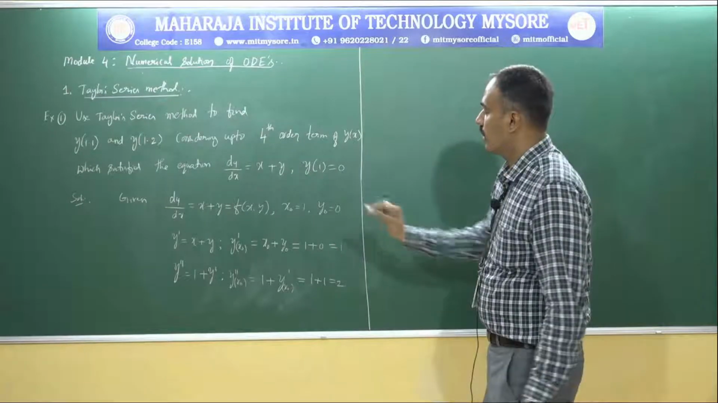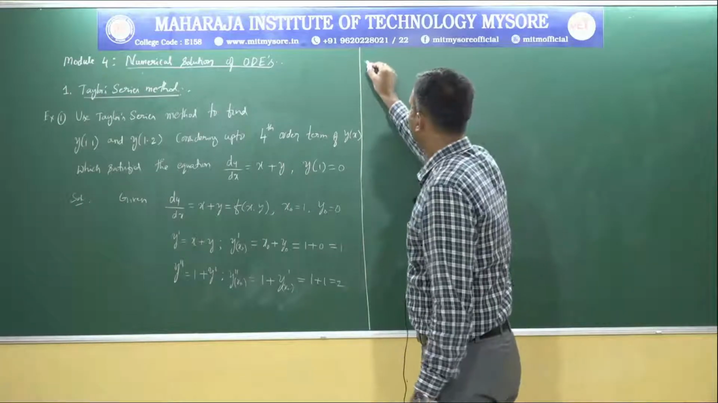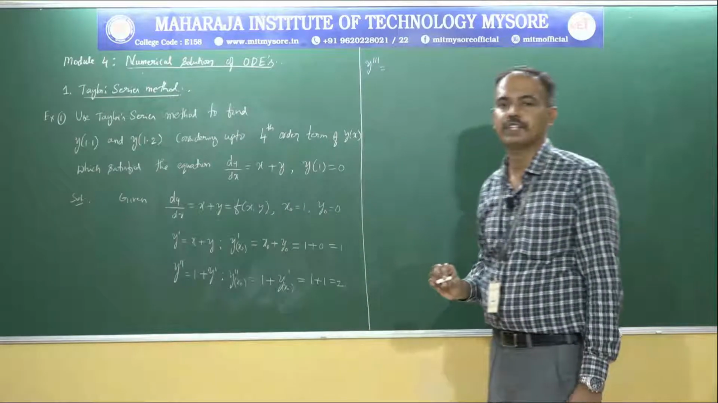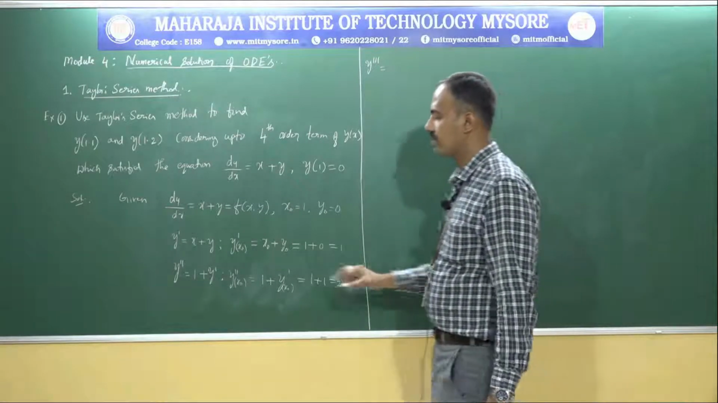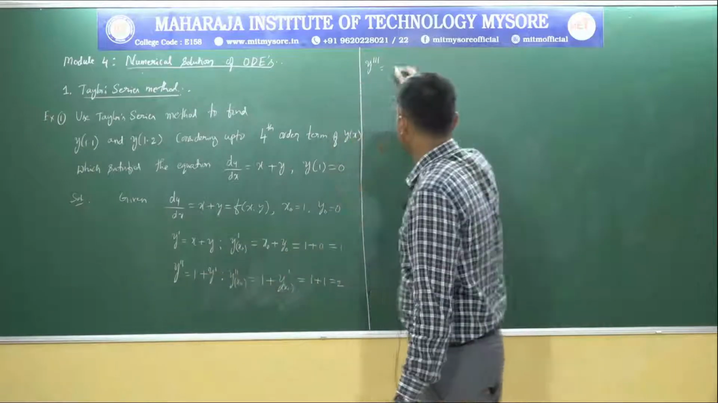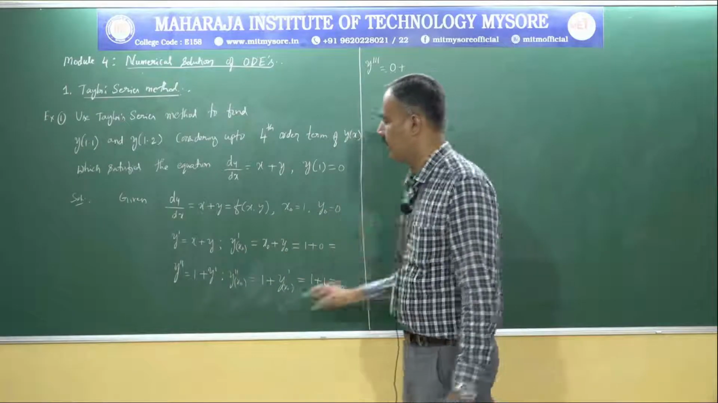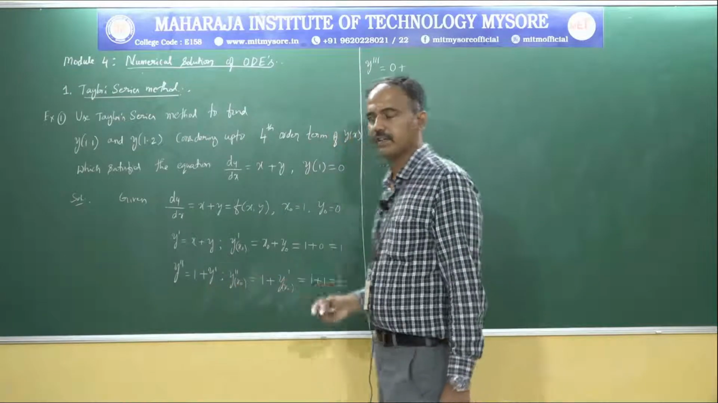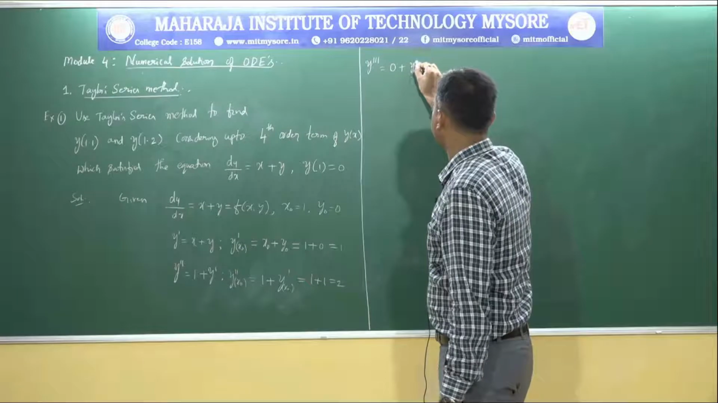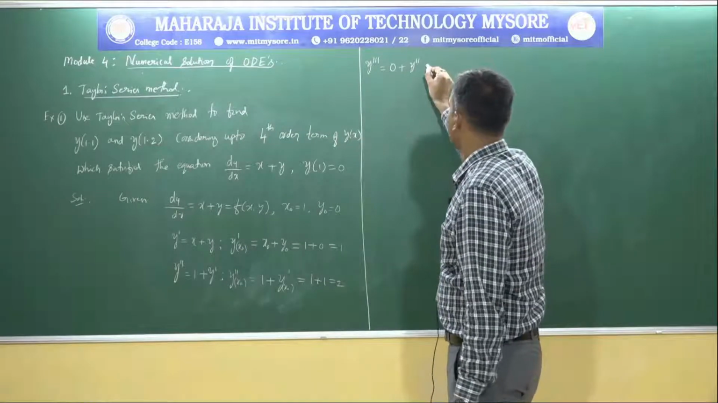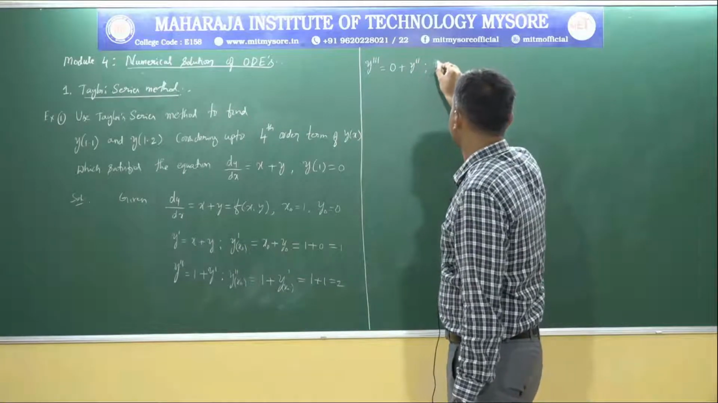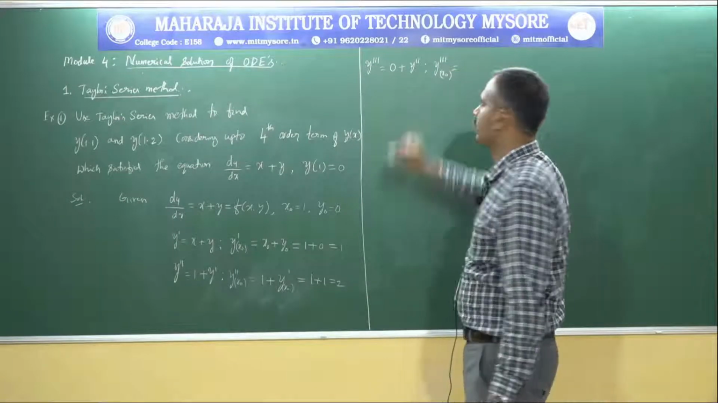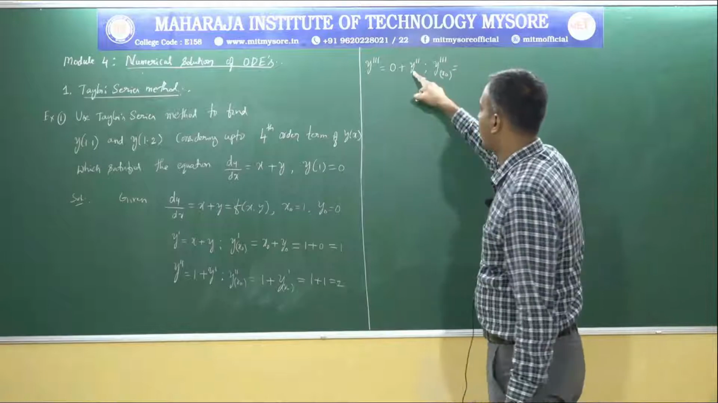Right. Okay, next one we have to find out y triple dash. One more time differentiate here. Differentiation of 1 is 0, plus differentiation of y dash, which is y double dash, right. Now the next one we can specify in terms of y triple dash of x naught.